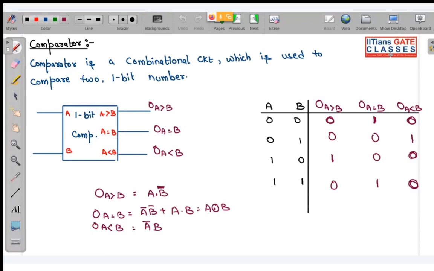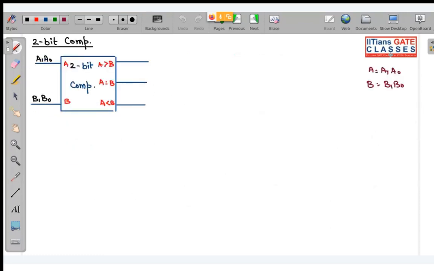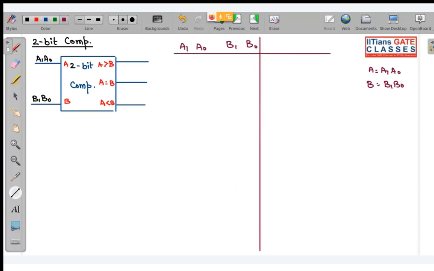Okay, so now look over here. If A is equal to A1 A0 and B equal to B1 B0, where A1 and B1 are the MSB, and A0 and B0 are the LSB. Again, this time I need to make combinations of A1 A0, B1 B0. So how many total combinations will we have? Tell me how many combinations we will have.